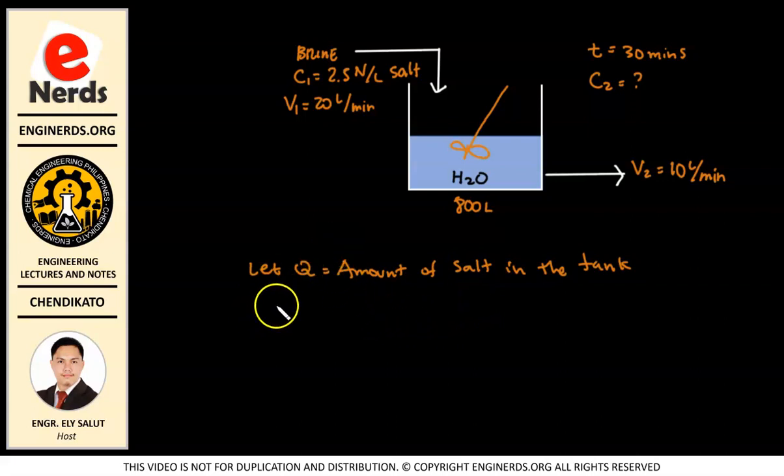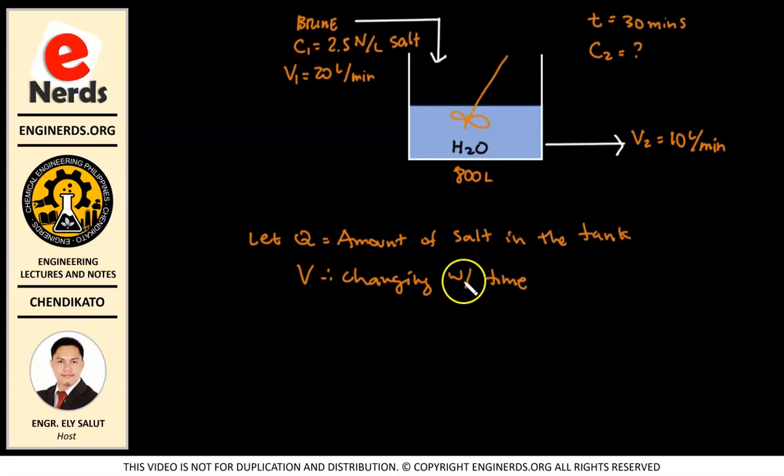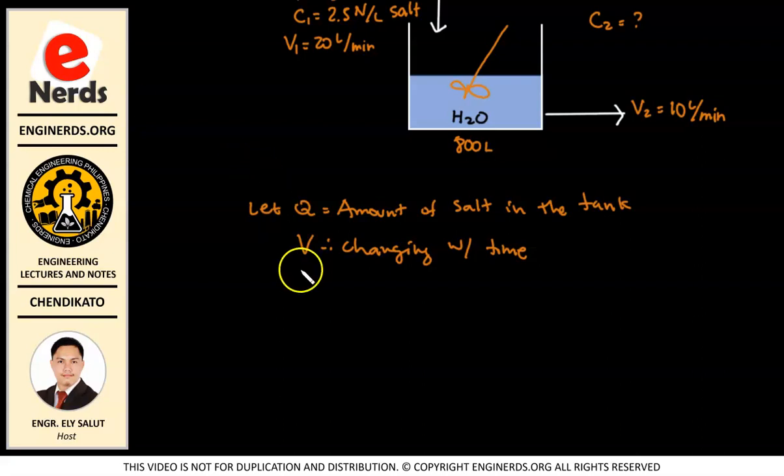And also we need to take note that our volume is also changing with time, no? You're talking about here sa ating container kasi may pumapasok na brine at this rate. So of course, nagbabago yung ating volume, and at the same time, lumalabas din yung ating mixture in here. So our volume inside our tank is varying with time. So let us try to find out yung volume ng ating mixture inside the tank, no? So first, let's try to find out the volume of the mixture inside the tank.